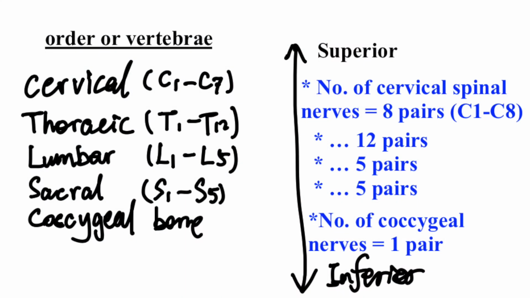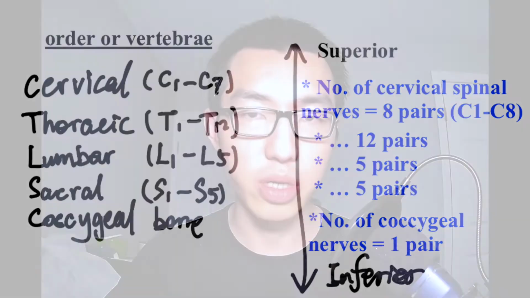There are 31 pairs of spinal nerves, including 8 pairs of cervical nerves, 12 pairs of thoracic nerves, 5 pairs of lumbar nerves, 5 pairs of sacral nerves, and 1 pair of coccygeal nerves. They are distributed along the spinal cord, dividing it into 31 segments.